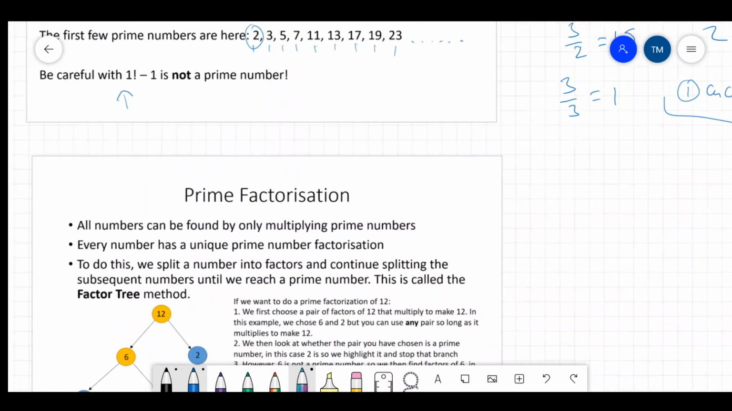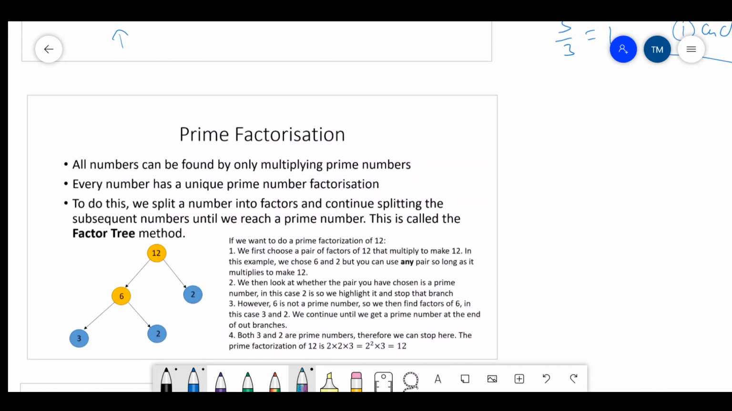So the next thing in today's class would be prime factorisation. Prime factorisation essentially is how you can find the prime numbers that make up a number. All numbers can be found by only multiplying prime numbers, and each number has a unique prime factorisation. So they all have a unique combination of prime numbers that multiply together. To do this, the method that we use is something called the factor tree method.